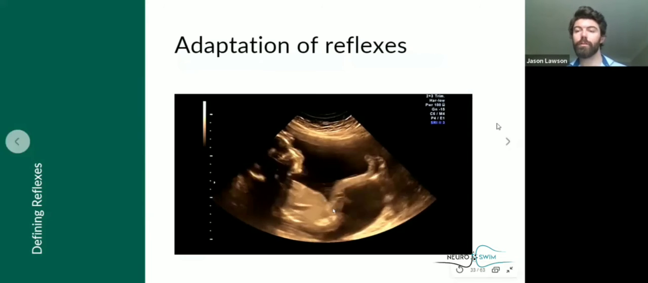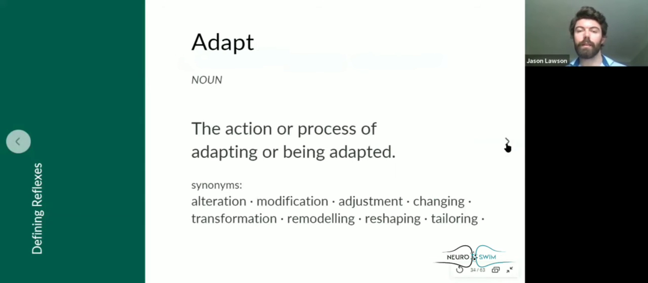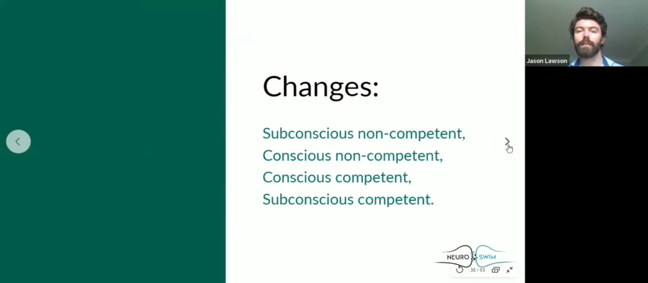So as you grow, your reflexes adapt, okay? So basically, this word adaptation means it has to modify, change, adjust, remodel, transform. And if you think about it, a lot of these words are associated with neuroplasticity. So it's a change in the way that the nervous system is interacting and integrated. So instead of thinking reflex, I want you to think reflexive. The word reflexive is quite nice because it allows you to kind of expand it into different parts of your day.